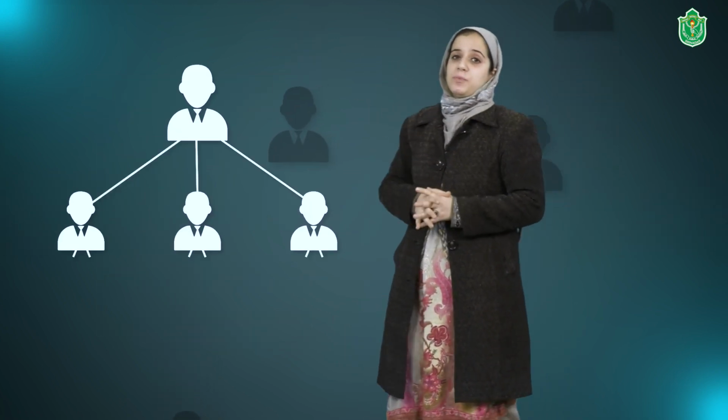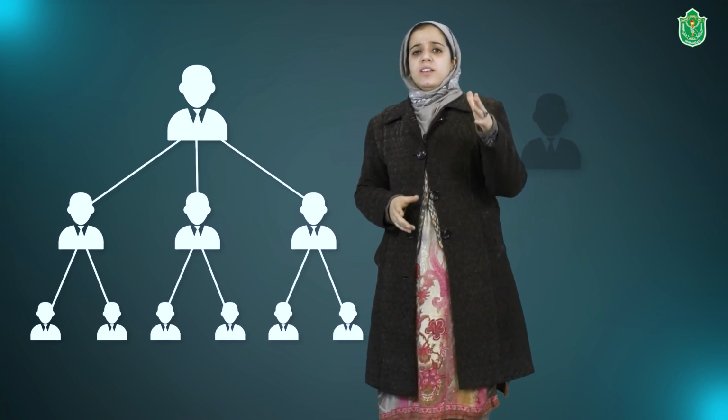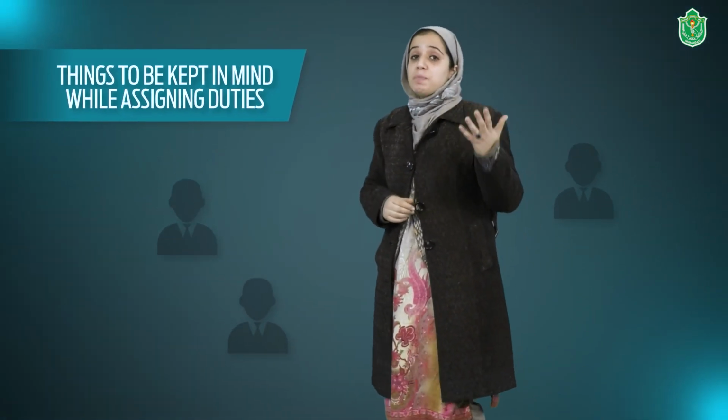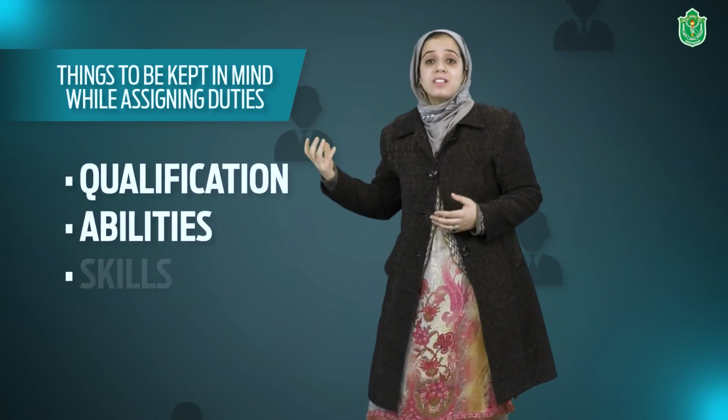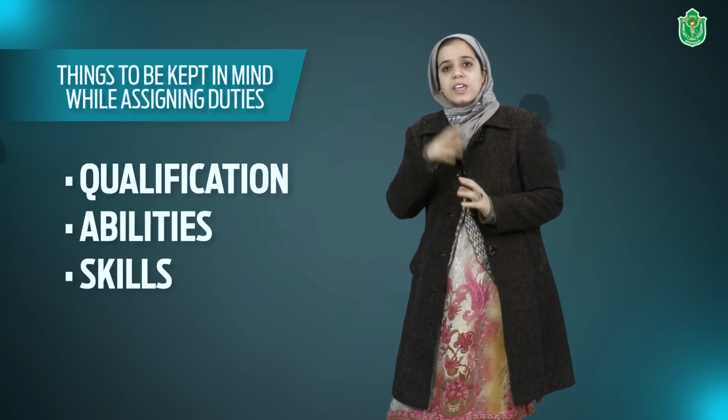And the third step is assigning duties. The next step of organizing is to assign the duties to each individual and the work groups. While assigning the duties, the manager should keep in mind the qualification, the abilities, the skills of each individual. Care should be taken that there should be no duplication or overlapping of work. So this was the third point of organizing.